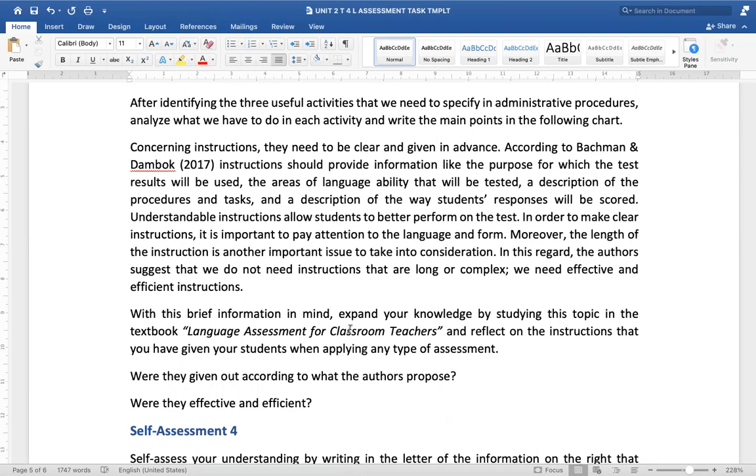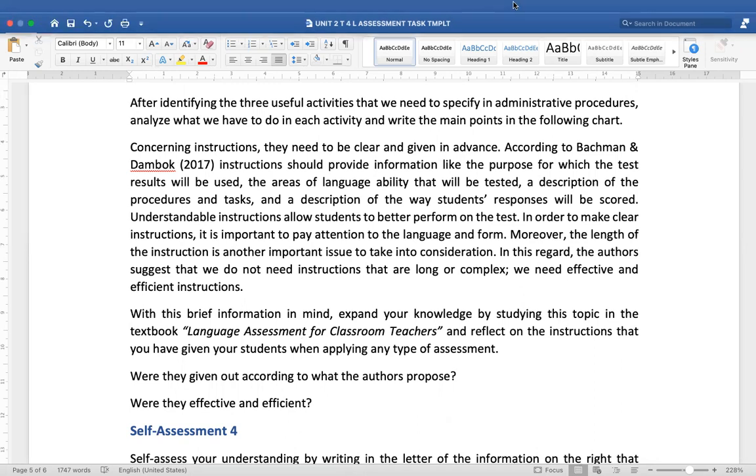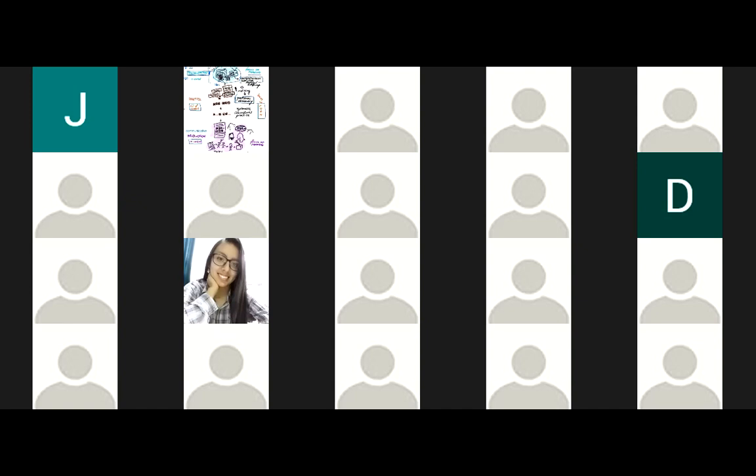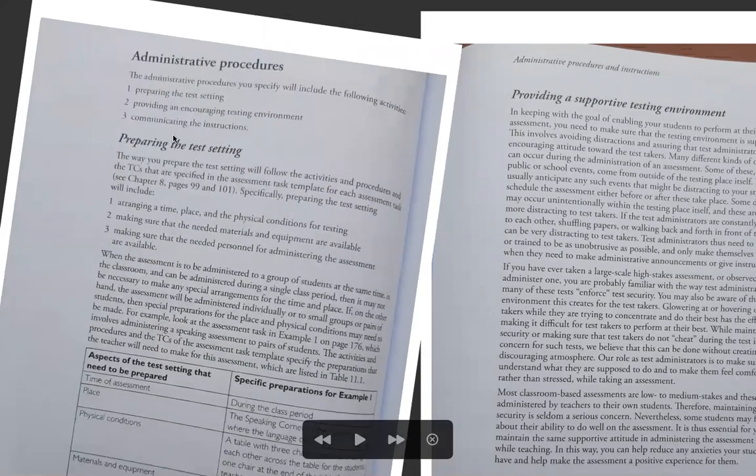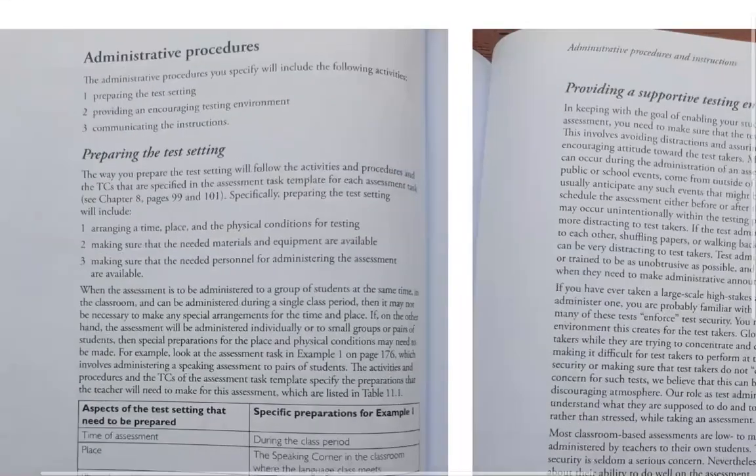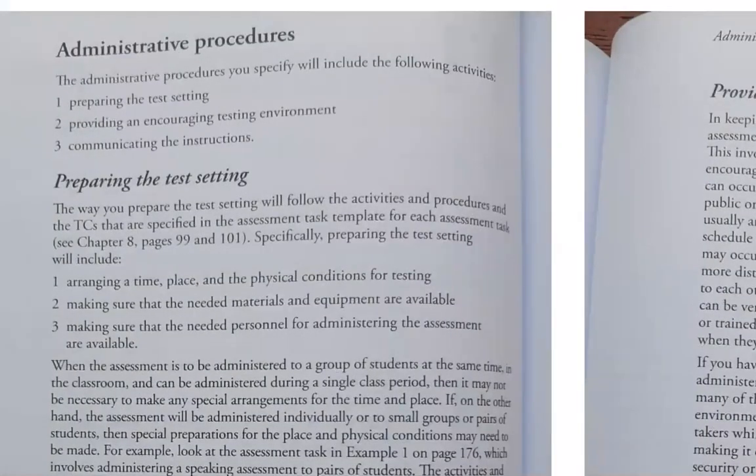At 7. Okay. So now let's go back to the PDF, chapter 11. Okay, thank you very much. So let's go back. Right where the cursor is now, those are the 3 administrative procedures: preparing, providing, and communicating instructions.